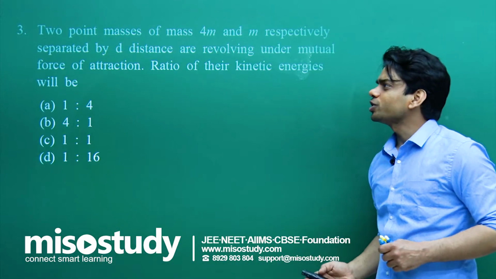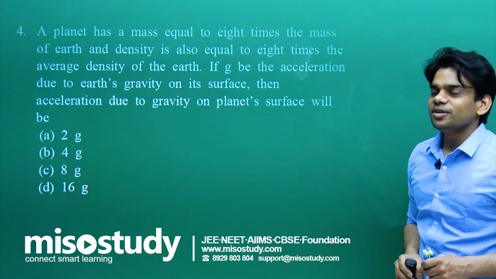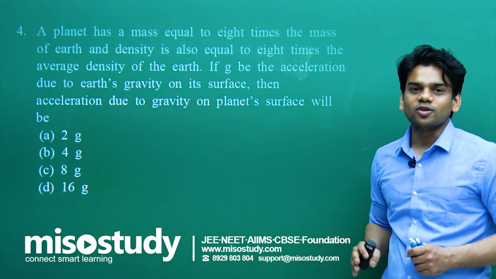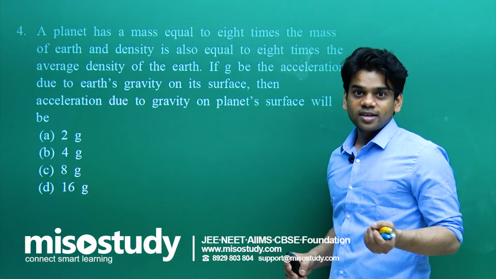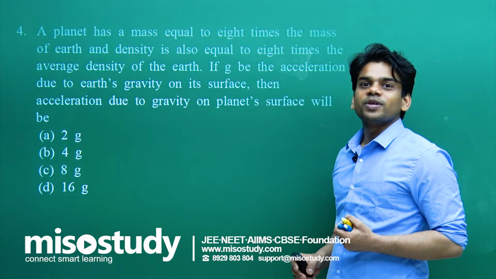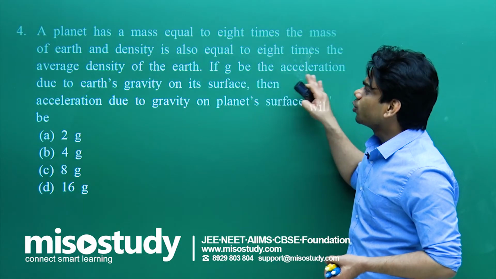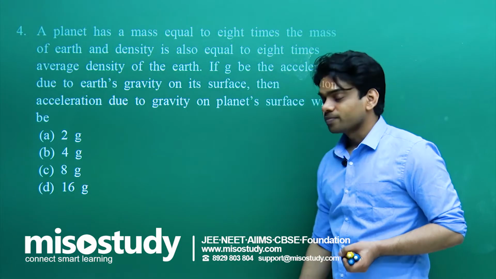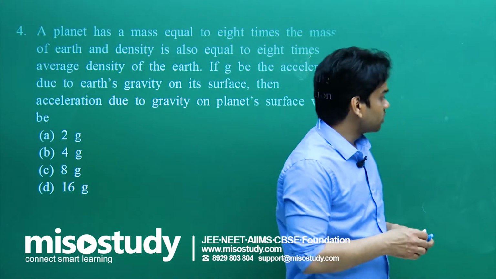So we are having the next question, question number 4. A planet has a mass equal to 8 times the mass of Earth and density is also equal to 8 times the average density of the Earth. So we are having a different planet whose mass is 8 times the mass of Earth and density also equal to 8 times the density of the Earth. If g be the acceleration due to Earth's gravity on its surface, then acceleration due to gravity on planet's surface will be. We have to find out the acceleration due to gravity on the planet's surface.